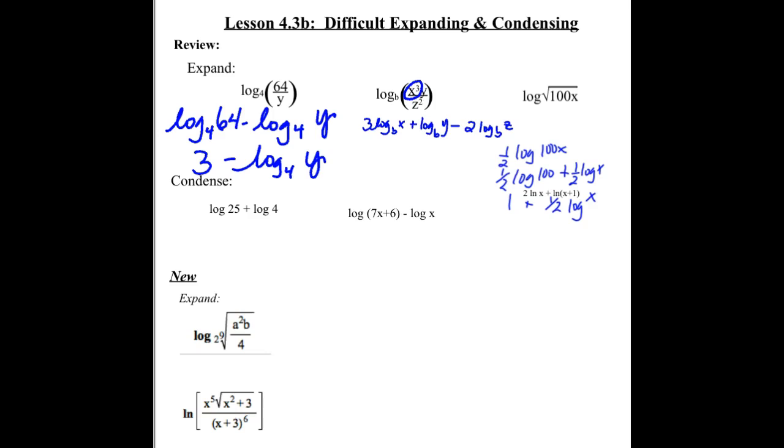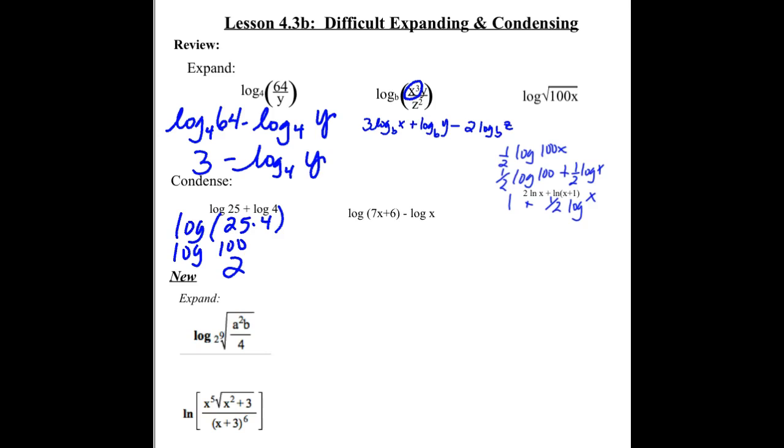Condensing, we just do the reverse. All right, so we have log of 25 plus log of 4. We would condense that into, and 25 times 4 you said was 100. Log of 100 is 2 because we are common base or common log there, base 10.